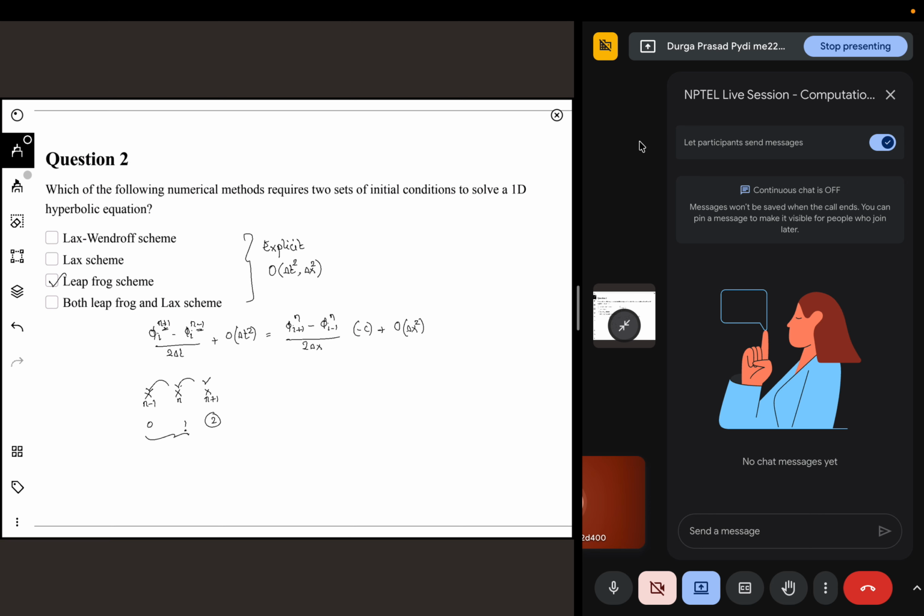And as I said, you won't really require 2 initial conditions. You can always start from a given step, use a first order accurate scheme, go to the next step, and from there you can use the leapfrog method.